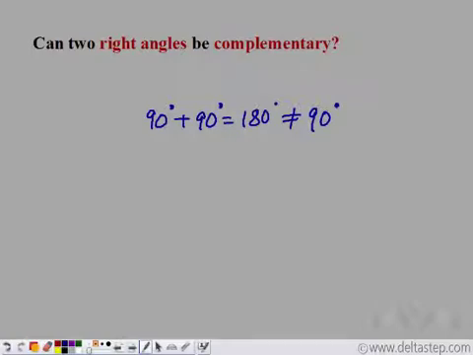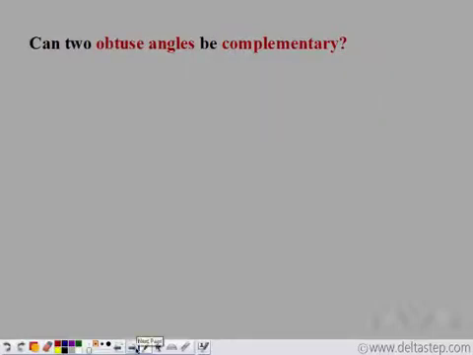So two right angles can never be complementary. What about two obtuse angles? Obtuse angles are the angles greater than 90 degrees. So let us take angles 110 degrees and 150 degrees. These are two obtuse angles. Let's add them. We get 260 degrees, which is not equal to 90 degrees.